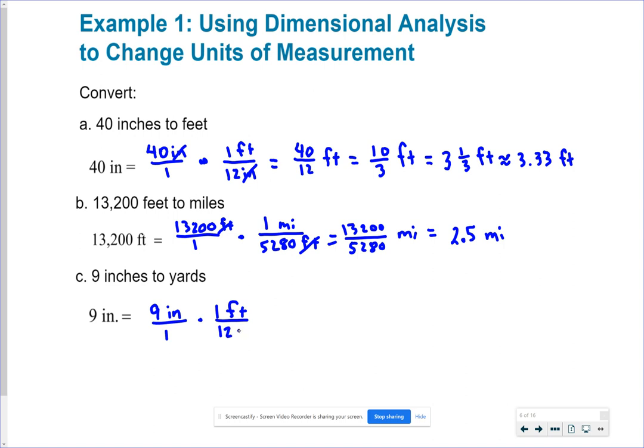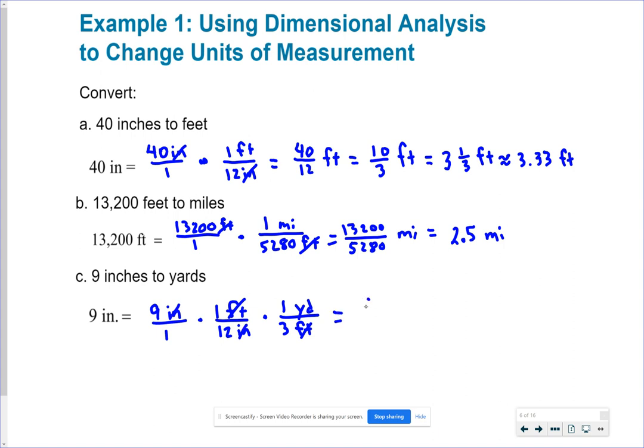So I do 1 foot divided by 12 inches. That will get the inches to cancel, but now I have feet and I need to switch to yards. So I could do 1 yard. Need the yards in the numerator. I need the feet to cancel, so I'm going to do 3 feet in the denominator. And then I'm going to go zoom, zoom. Feet are gone. Inches are gone.